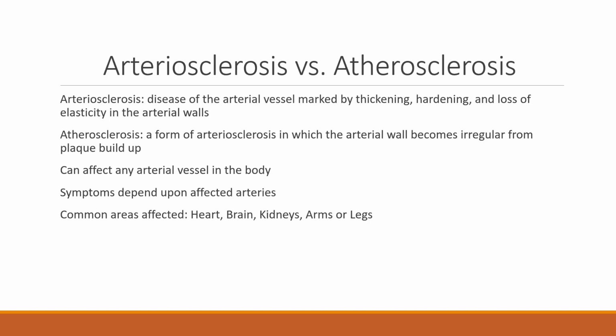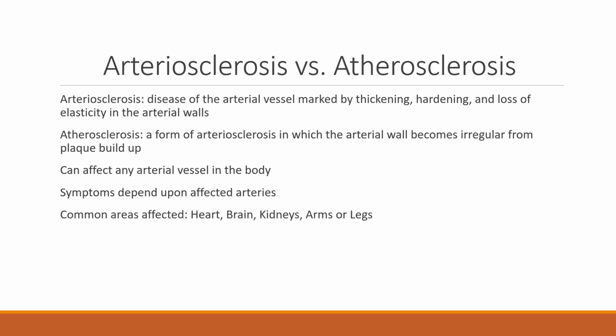Okay, first let's talk about the difference between arteriosclerosis and atherosclerosis. Arteriosclerosis is a disease of the arterial vessel that's marked by thickening, hardening, and loss of elasticity in the arterial walls. So what this means is the walls get stiff, and it's going to make it hard for the blood to go through there.